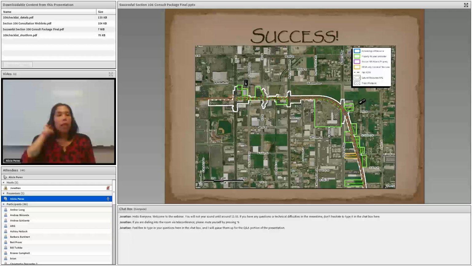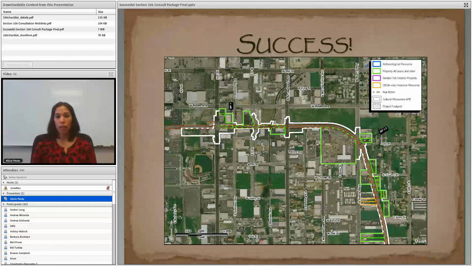So this is another good example of an aerial image of an APE. Might be kind of hard for you to see on the screen, but the boundaries are very clearly marked. The legend is included, north arrow, scale. There's different colors delineating different aspects of the APE. There's also an archaeological APE and an architectural APE. So this is just another good example of what you can submit to our office.